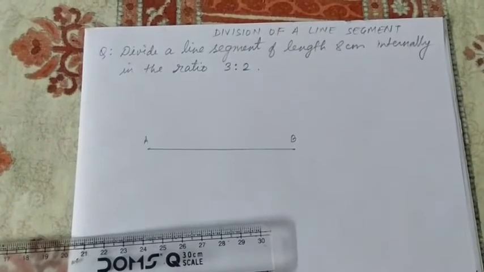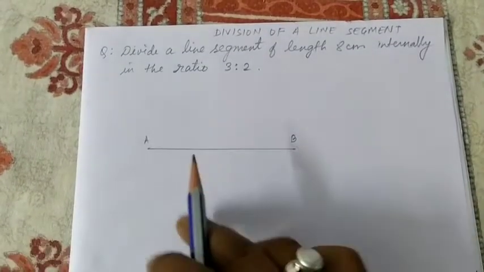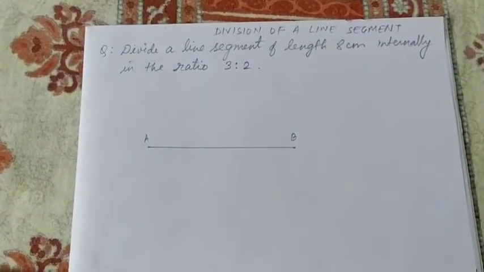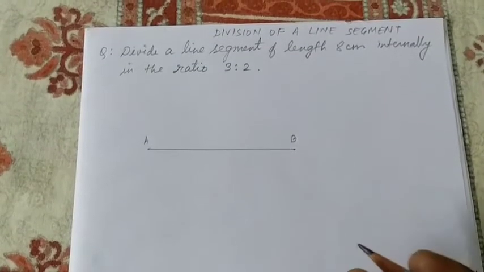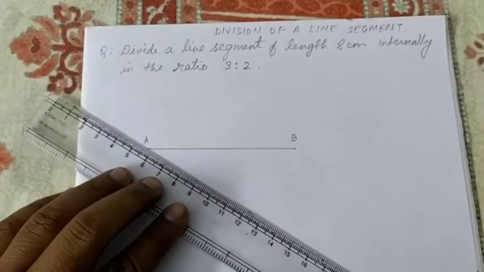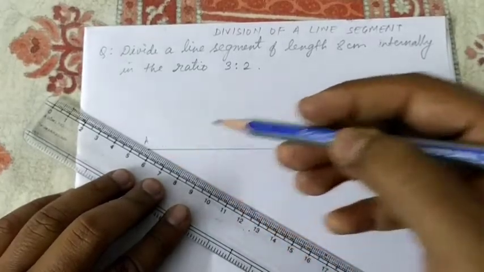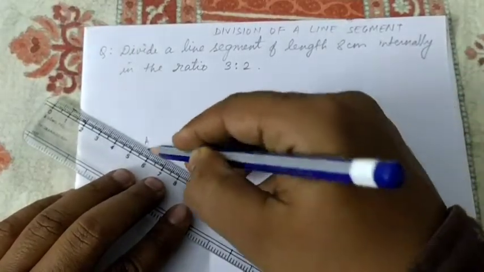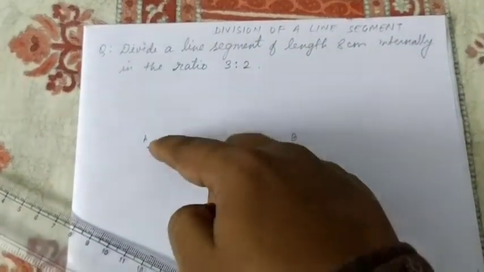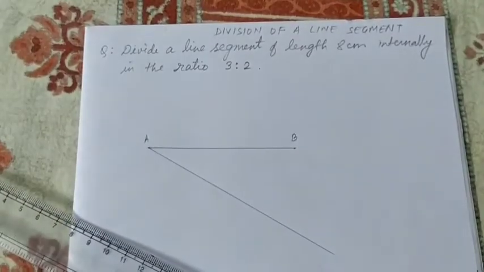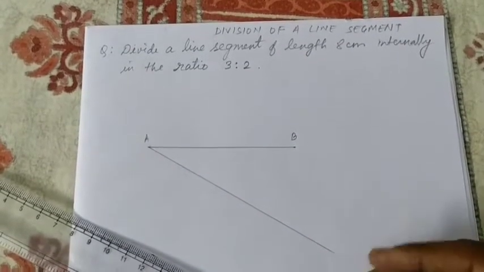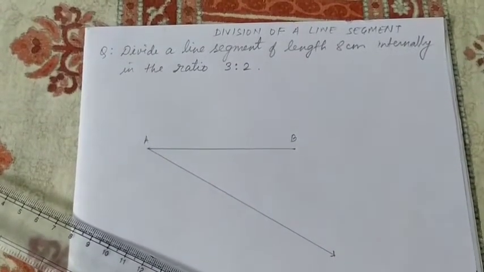Now what I will do, I will make an acute angle taking this one as a base. Acute angle means any angle which is less than 90. Either you can use a protractor, or your compass, or directly I can make any acute angle from point A. Let's say this I have made as an acute angle, and this kind of line segment I have drawn from here. Or you can make it a ray also.